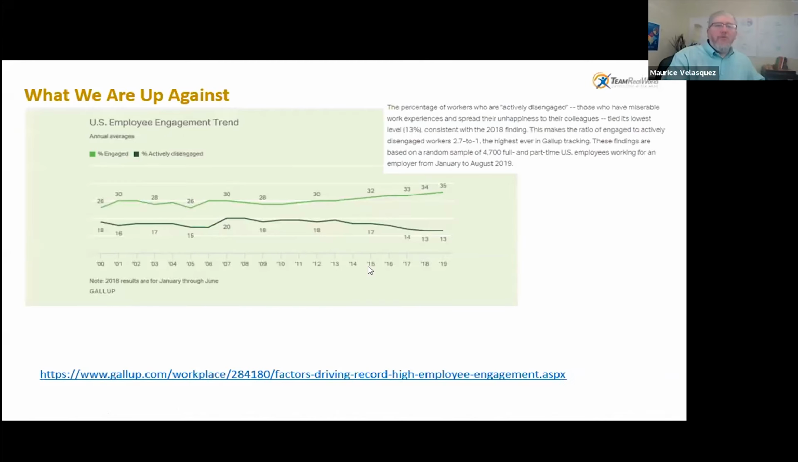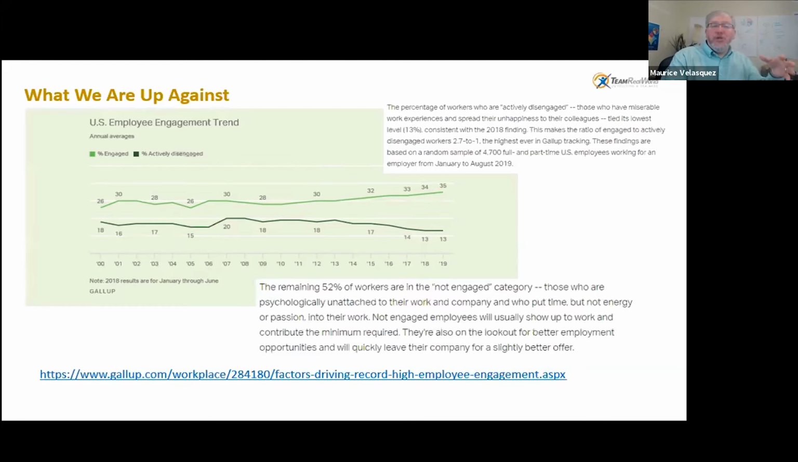So we covered what we're up against, and what I want you to look at is the 13%, the 35%. Notice at the top, the percentage of workers who are actively disengaged, those who have miserable work experiences and spread their unhappiness to their colleagues, tied its lowest level, 13%, consistent with the 2018 findings, okay? So here, by the way, I'm going to send you this PowerPoint, and you guys can see this for yourself and read this data of what it means to not be engaged, okay? So this is what we're up against.